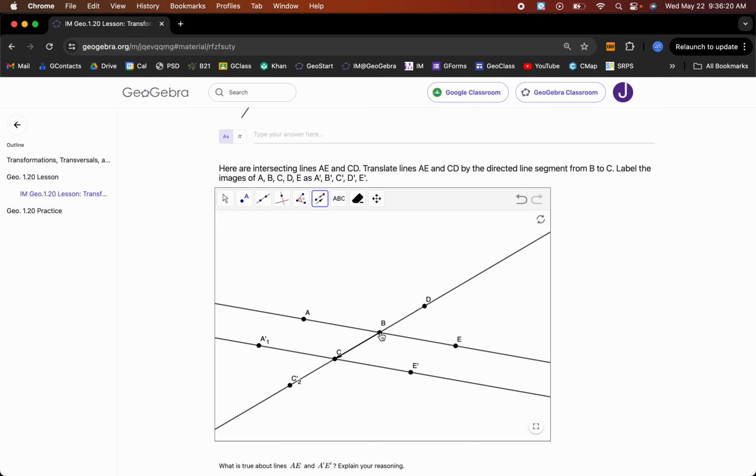We have ABC, and that has to be equal to BCE. So this angle here and this angle here have to be congruent because they are alternate interior angles.